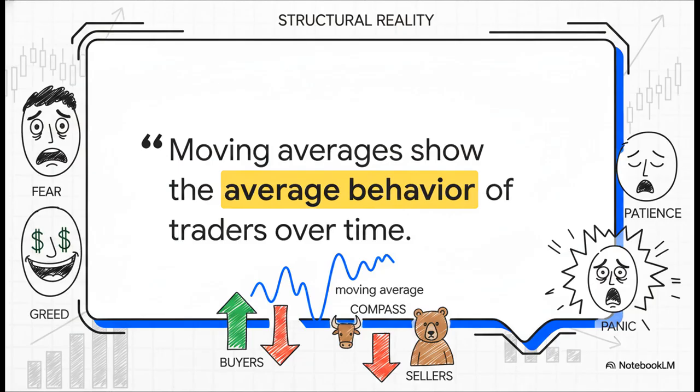But what's really fascinating here is the psychology behind the math. Moving averages actually show you the average behavior of traders over time. Since financial markets are driven by pure human emotion, fear, greed, patience, panic, this average acts as a massive psychological compass. It essentially tells you who's winning the tug-of-war on average, the buyers or the sellers. It shifts your brain entirely away from the noise and grounds you right in the structural reality.